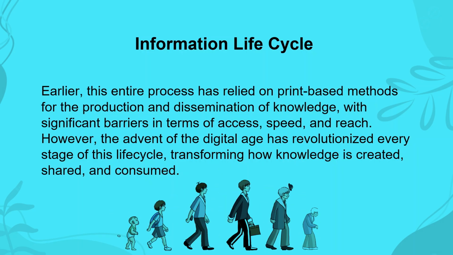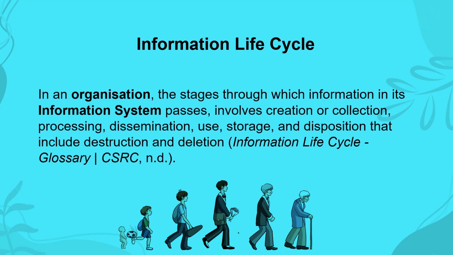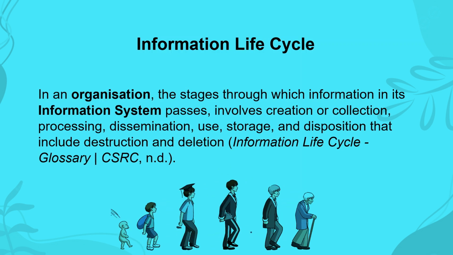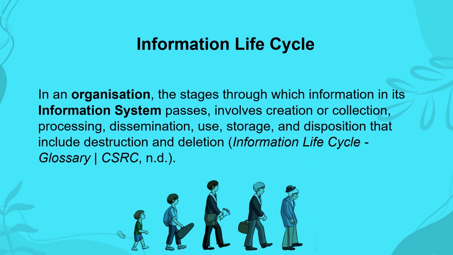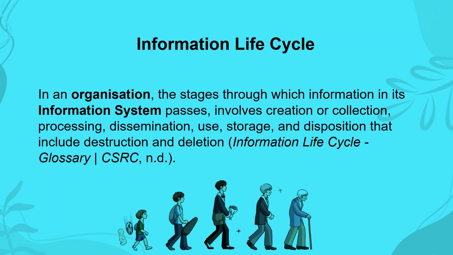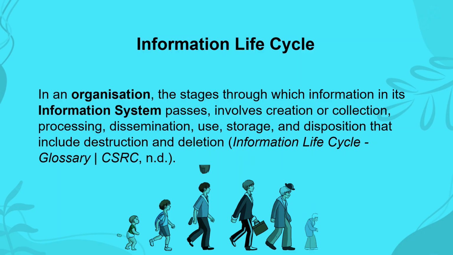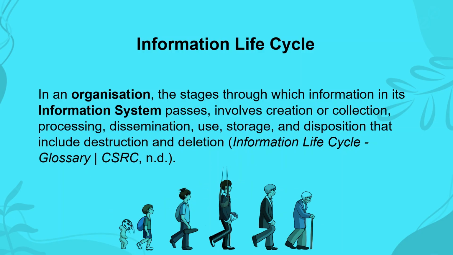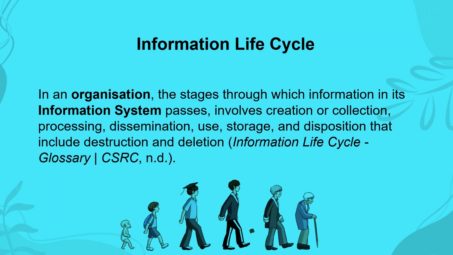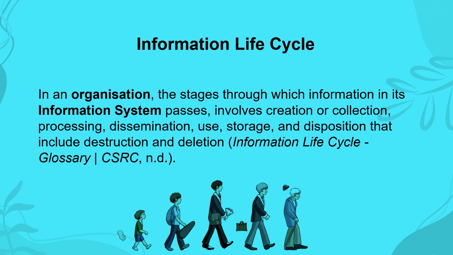However, the advent of the digital age has revolutionized every stage of this life cycle, transforming how knowledge is created, shared and consumed. Again, in case of an organization, the stages through which information in its information system passes involve creation or collection, processing, dissemination, use, storage, archiving and disposition of information. Now we move on to life cycle of scholarly information.